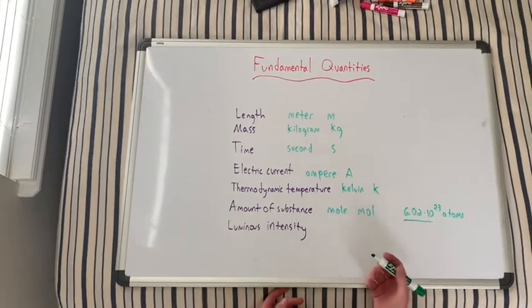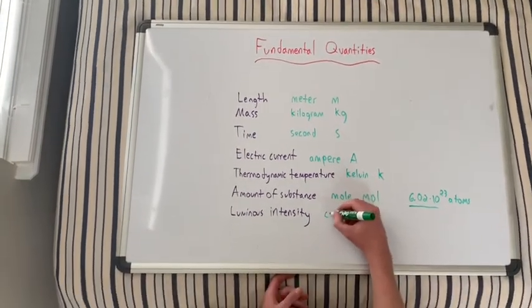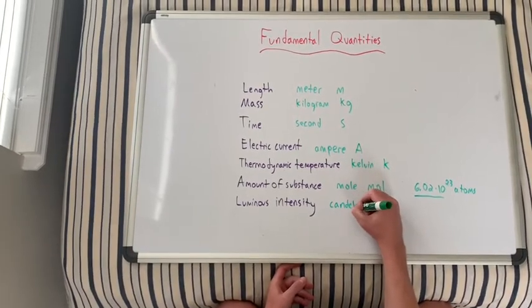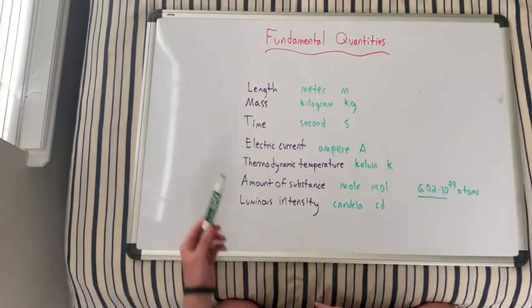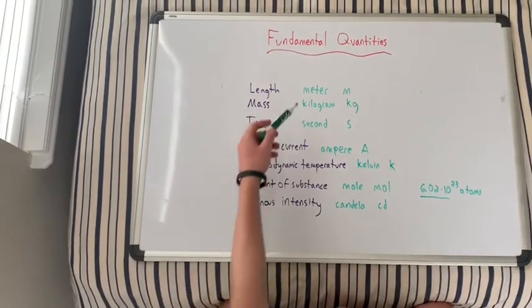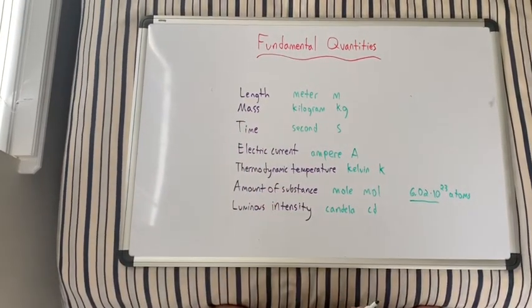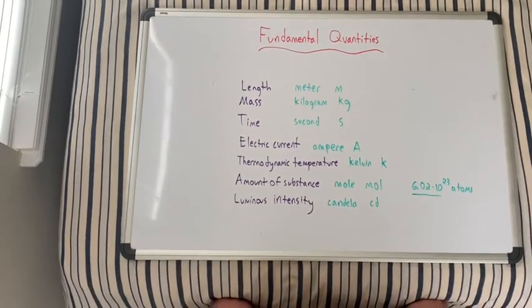And then finally for luminous intensity, the SI base unit is a candela, which is abbreviated CD. Now again, these are the 7 fundamental quantities and their SI base units, and all other derived quantities are in terms of these units.